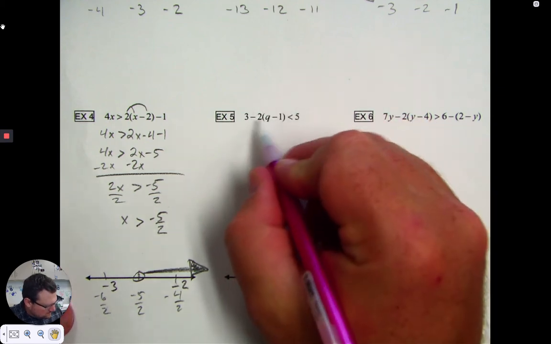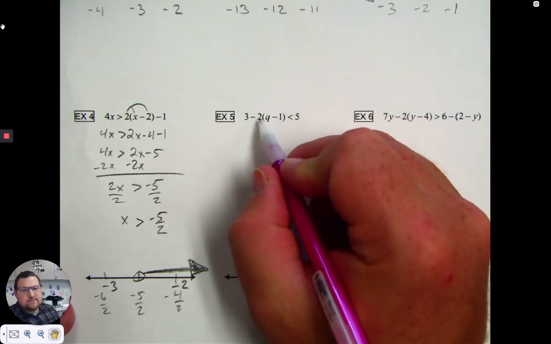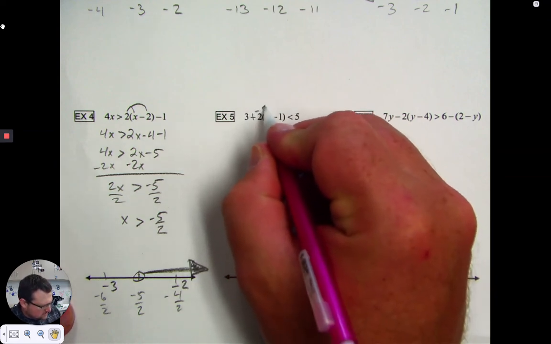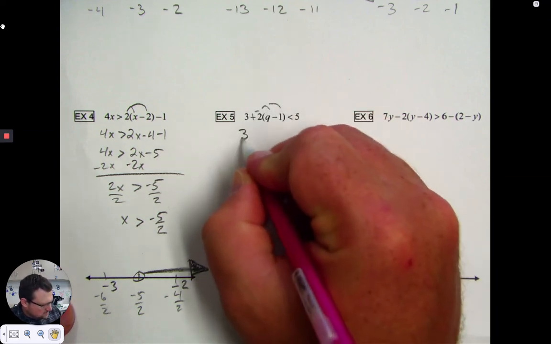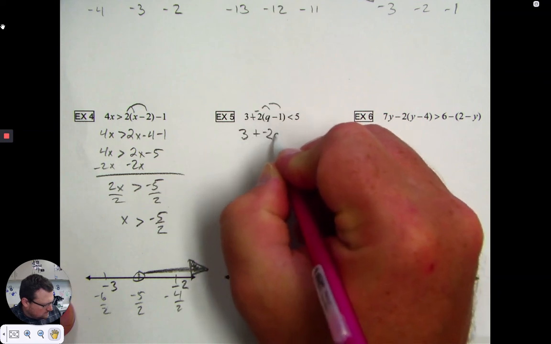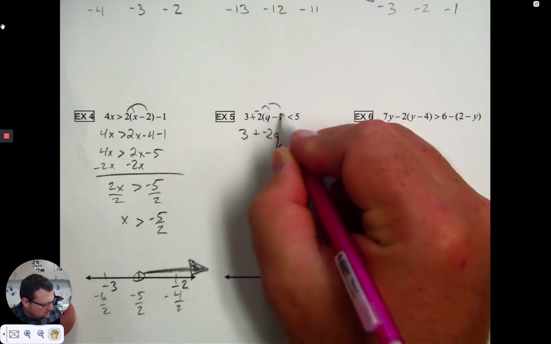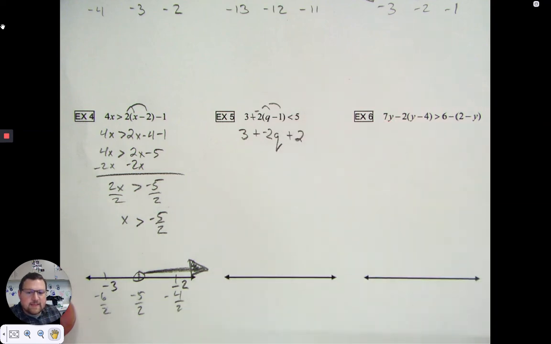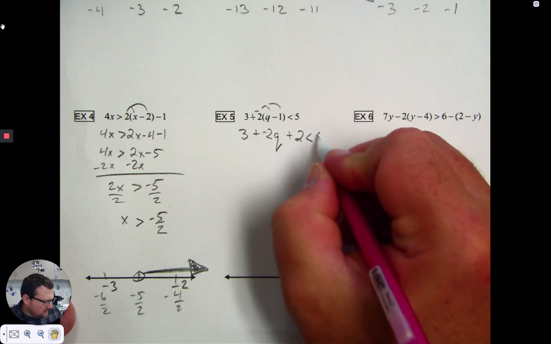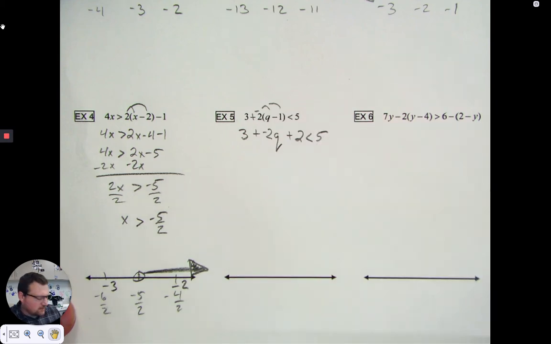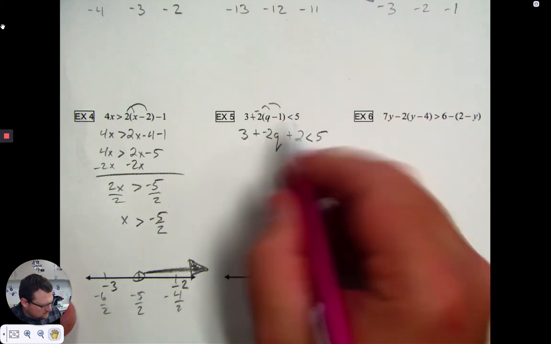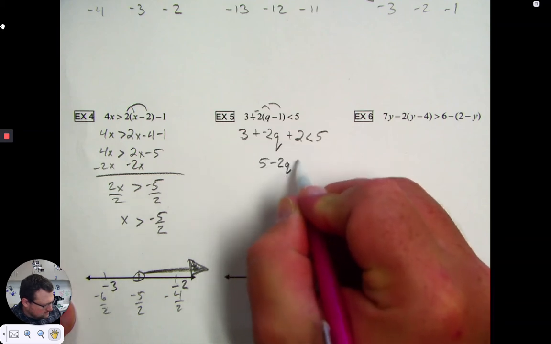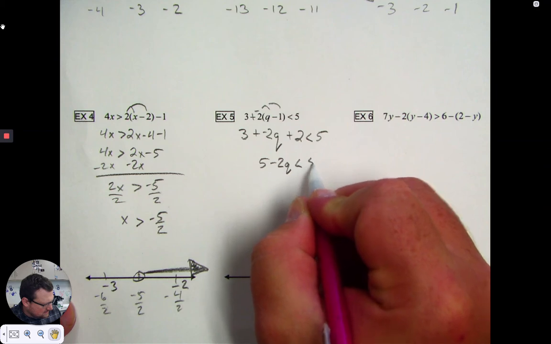Our next one, again, we have this to distribute. A lot of the time, students forget to distribute this negative properly. So we're going to change this to plus, change that to a negative, and then distribute it. So 3 plus a negative 2q, and then the negative 2 times negative 1 gives us plus 2. That takes care of that side. Oh, can't forget our less than 5. Now I want to combine like terms, this 3 and this 2. So 3 plus 2 gives me 5 minus 2q is less than 5.